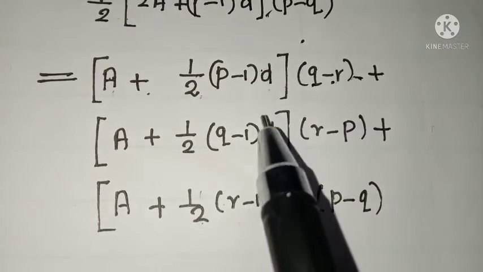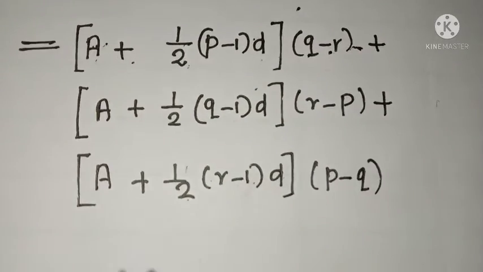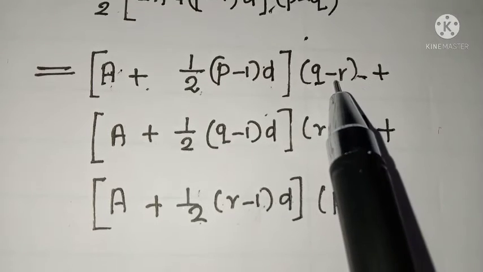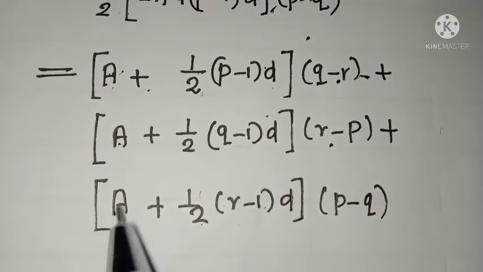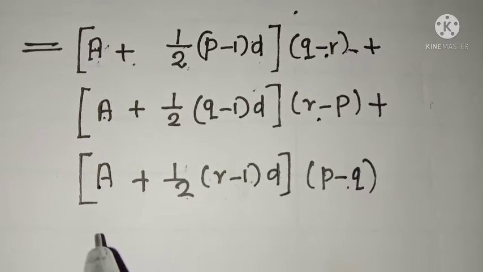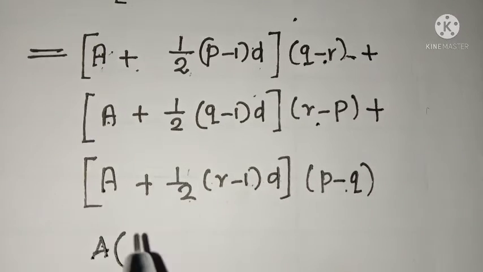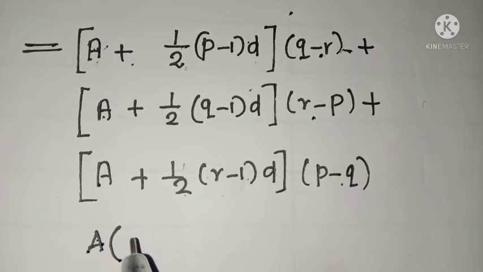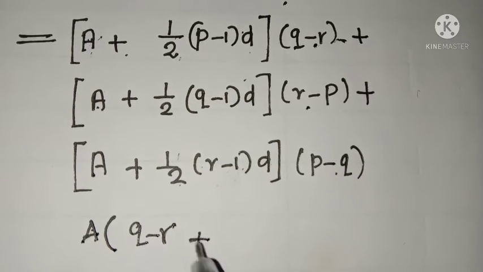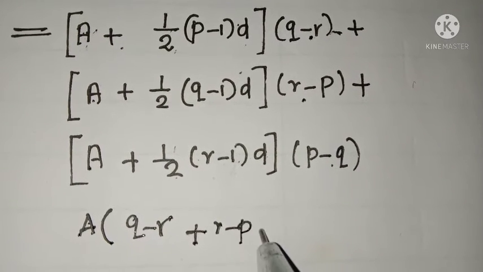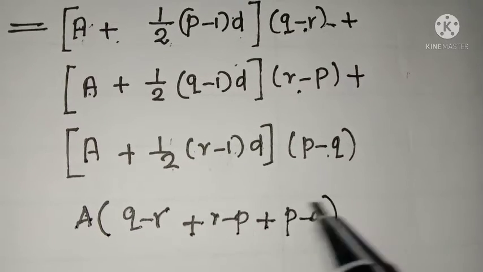So here I am going to write all the terms with a together. That is a into q minus r plus a into r minus p plus a into p minus q together. In three terms a is common, so we can take a outside. So a into q minus r plus a into r minus p plus a into p minus q. I hope it's clear to you.